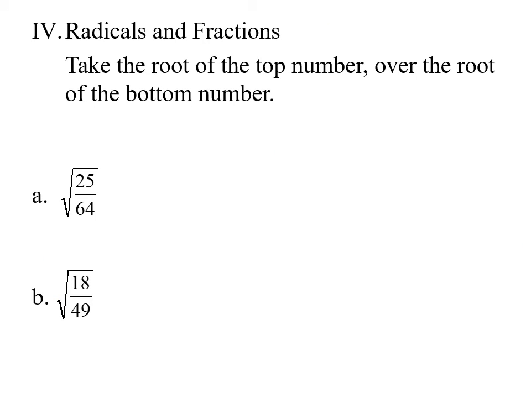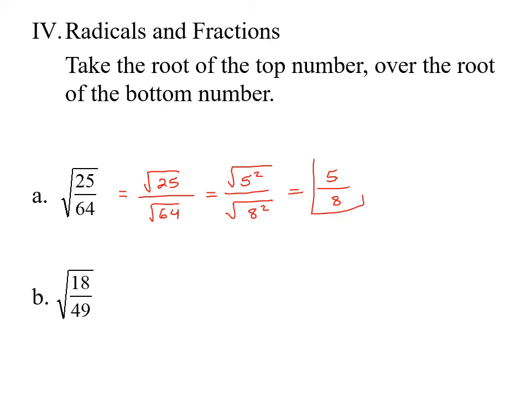Okay, what if you had radicals on fractions? Well, those aren't too bad either. You just take the radical on each piece. So if I do the square root of 25 divided by 64, this is really the square root of 25 divided by the square root of 64. The square root of 25, that is 5 squared. 64 is 8 squared. So the radical cancels the squared just to give you 5/8.